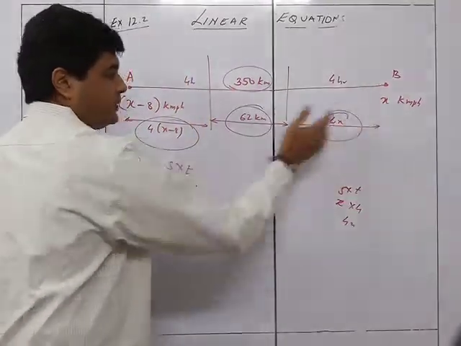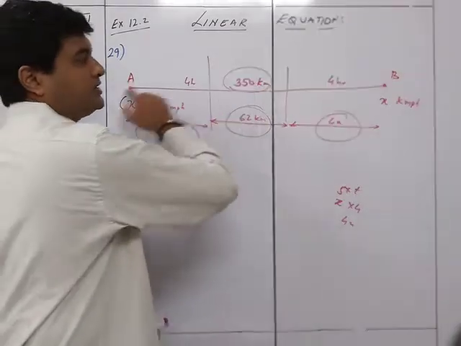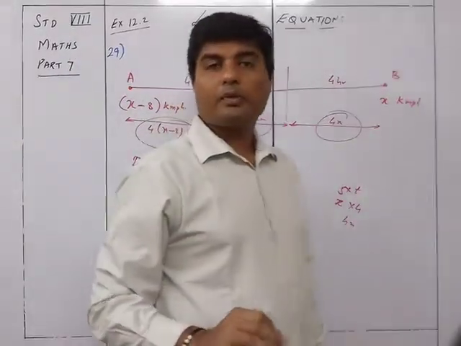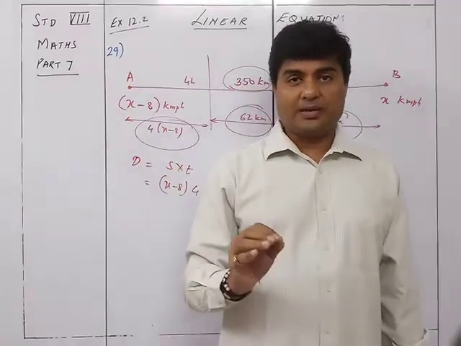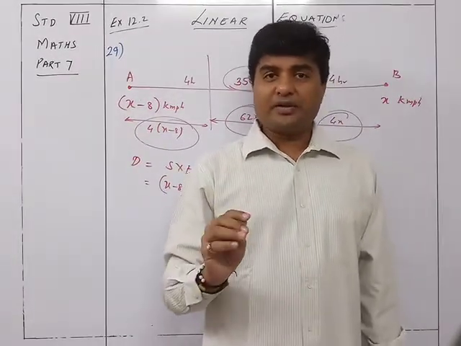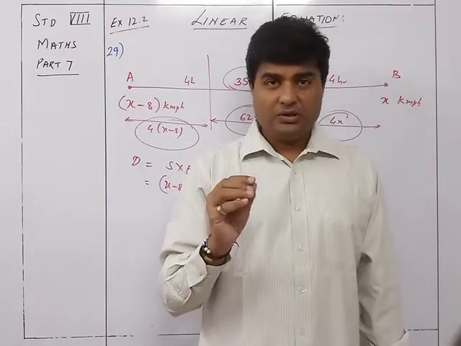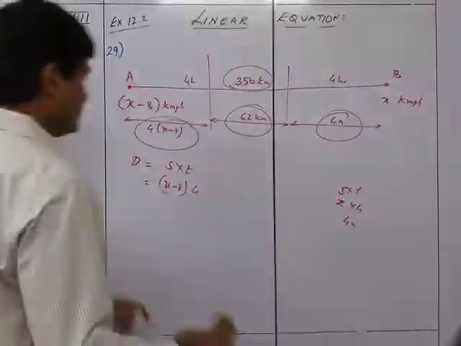So automatically this plus this will give you the total distance between A and B. That is what you are going to do. This is how you are going to solve this sum. So understand the concept of the sum, then the sum becomes easier. So let's see how to write this sum.